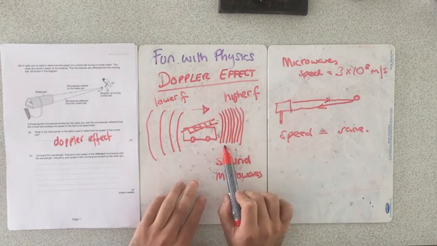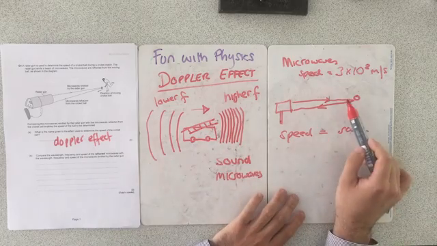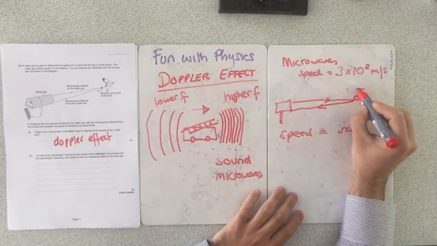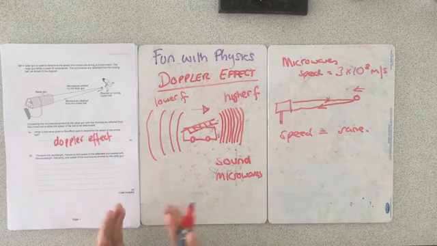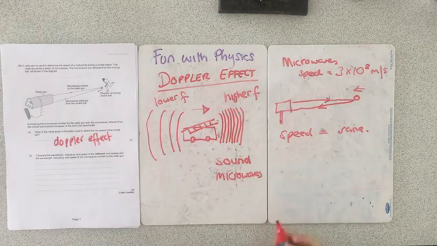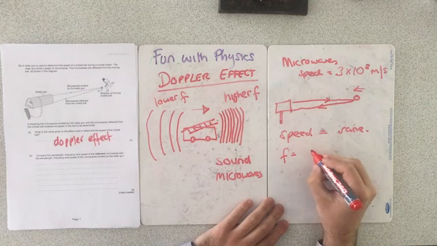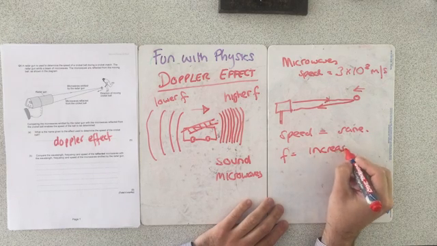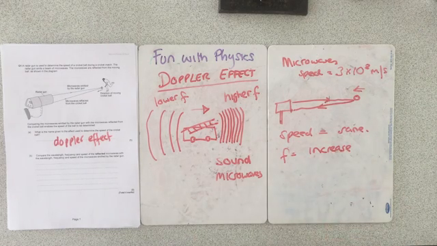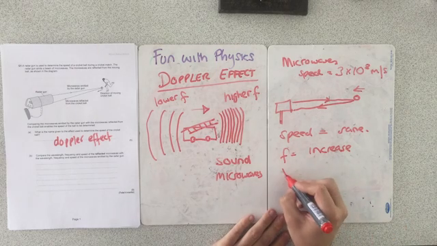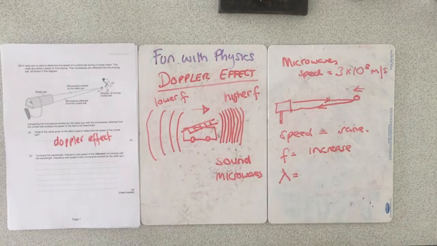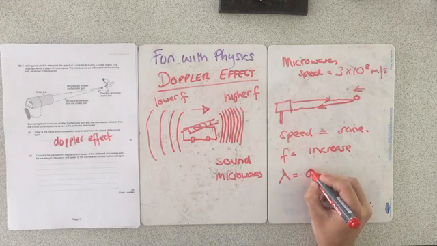Secondly, if you think about this, when it's coming back and that ball is moving in this direction, it's kind of pushing the waves back together, it's increasing the frequency. So the frequency is going to increase. Now, if you think back to the video where we were looking at the electromagnetic spectrum, if you've got a higher frequency, what happens to the wavelength? Any ideas? Wavelength would be decreased.